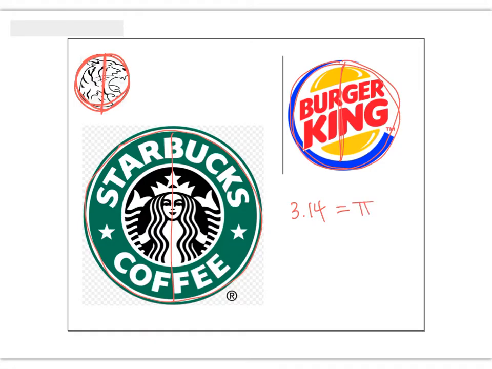So what happens is the distance around the circle is called the circumference. And if you divide that by the diameter, it will always be exactly 3.1415926 and so on and so on and so on. It will be pi times.